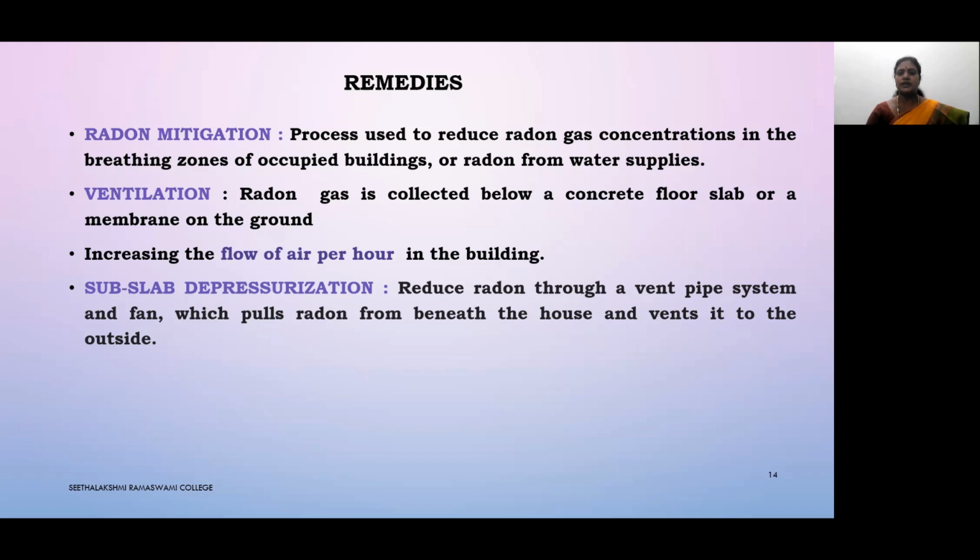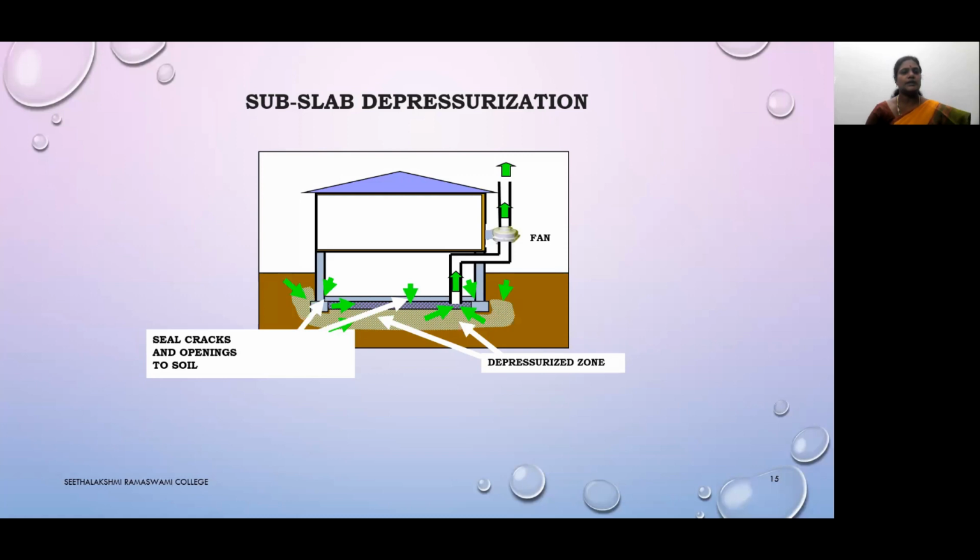This reduces radon through a vent pipe system and a fan, which pulls radon from beneath the house and vents it to the outside. Sub-slab depressurization is also called soil suction or active soil depressurization, in short ASD, a method to reduce radon. This is done through a vent pipe system and a fan, which pulls radon from beneath the house and vents it to the outside.